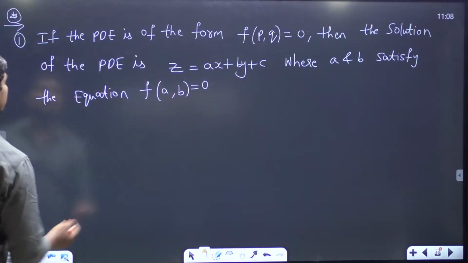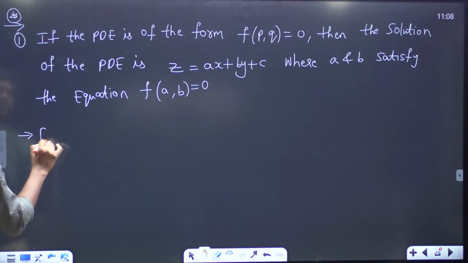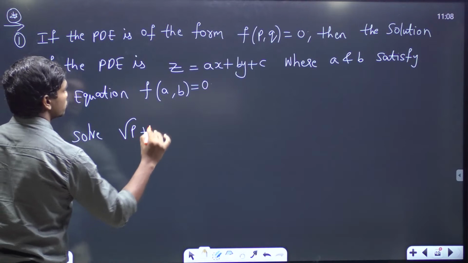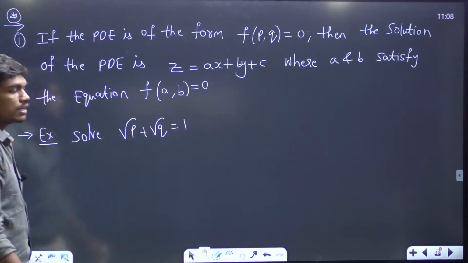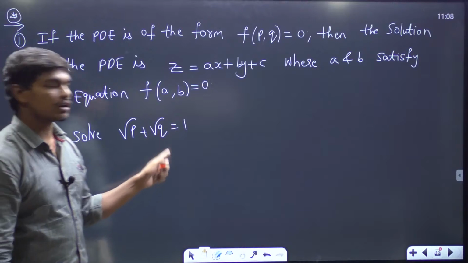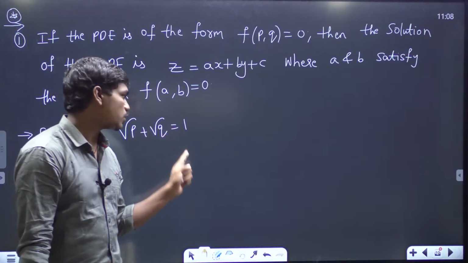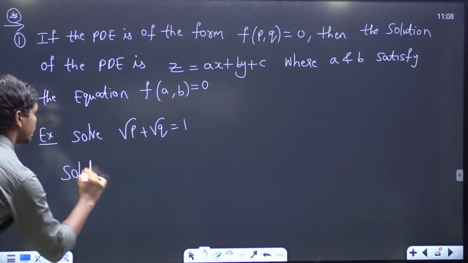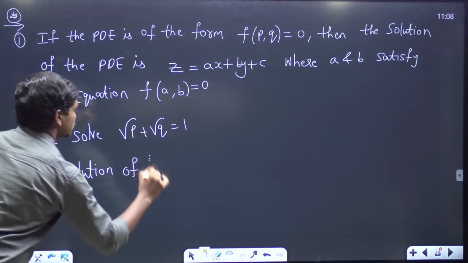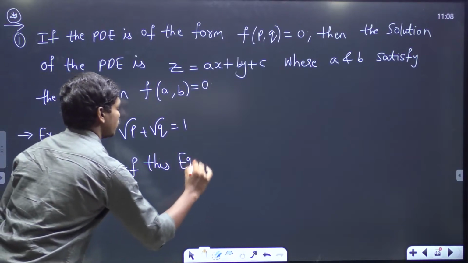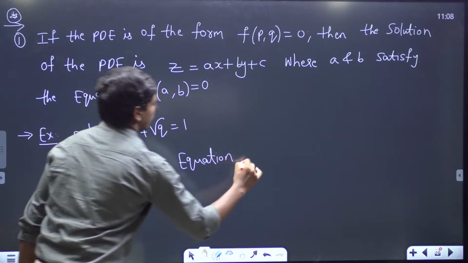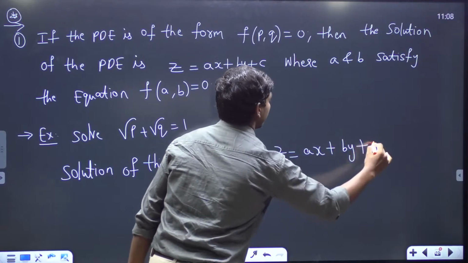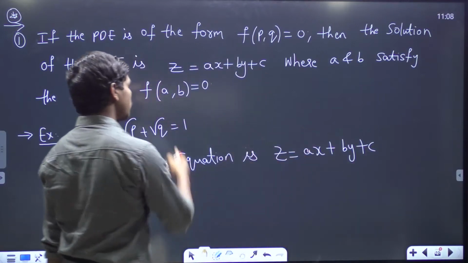Means, for example, if I give you something like solve root p plus root q is equal to 1, means square root of dou z by dou x plus square root of dou z by dou y is equal to 1. If this is the equation, then the solution of this equation is z is equal to ax plus by plus c, but you can eliminate either a or b using this equation.